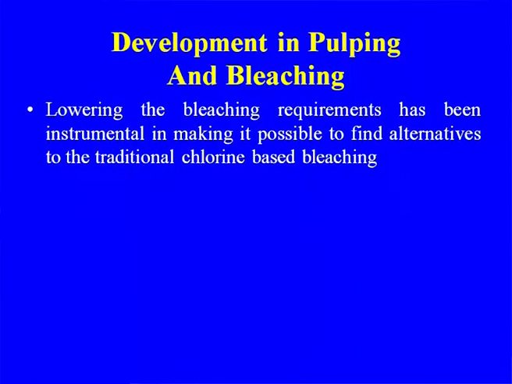Whatever we are losing, we are losing in the raw material. So, yield of around 50% is okay, but some of the mills, because of poor pulping and bleaching conditions, or even in the case of chlorine hypochlorite, have a higher loss of pulp yield. Lowering the bleaching requirements has been instrumental in making it possible to find alternatives to traditional chlorine based bleaching, and that is why chlorine free or chlorine dioxide oxygen delignification has come into existence.